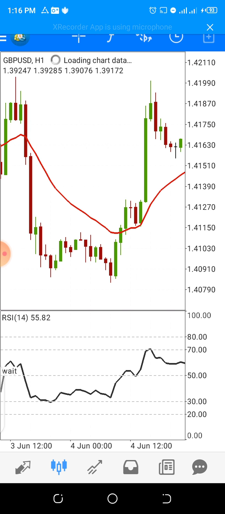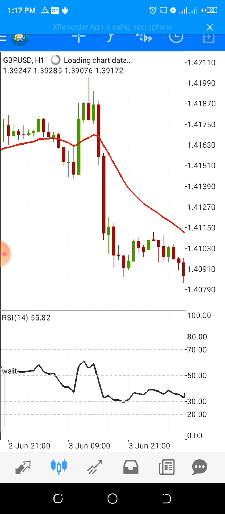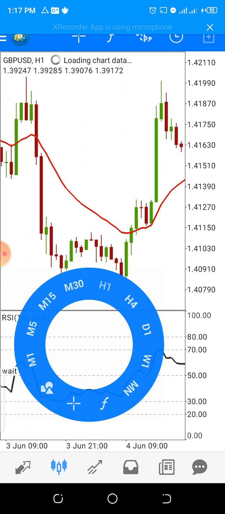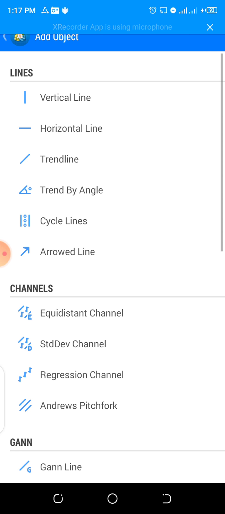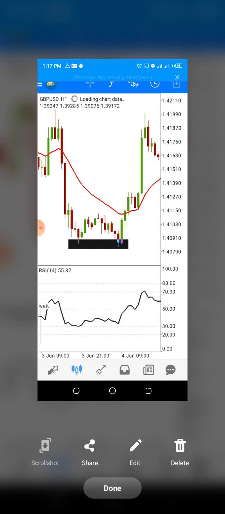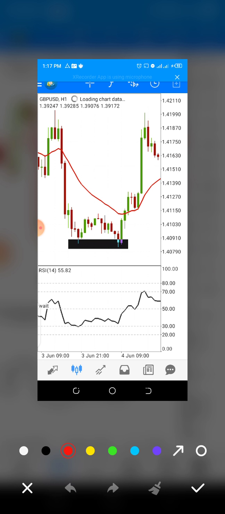So let me use this as an example. This chart you're seeing right now. First of all, you should know that there is a pattern here already telling you that the market has reversed. This is a W pattern. This is the first leg and the second leg. Let me show you the first leg and the second leg.